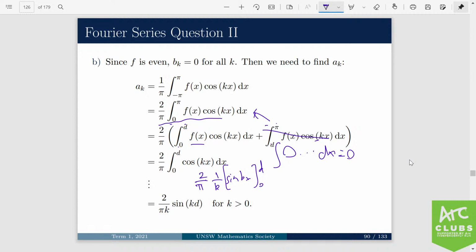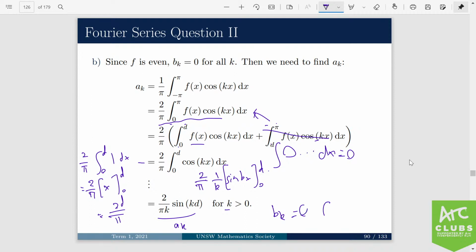However, you should be careful of k equals 0. So we can do this for k greater than 0, but if k equals 0, we can't just take out the k because we can't have 1 over 0. But here is fine. What you do is you go back to this step, because all the above is still true regardless of what the k is. So you go back to this step, and when k is 0, cosine of 0 is just 1. So 1 dx, which is just 2 over pi x from 0 to d, which is 2d over pi. So that's our a0. This is our ak. And our bk, well, what would our bk be? As I said earlier, our function is even, so bk is just 0 for all k.